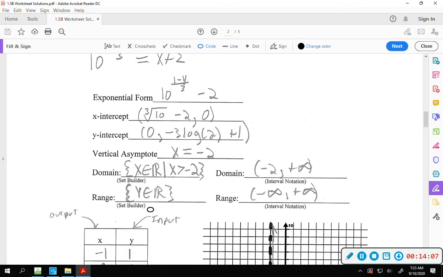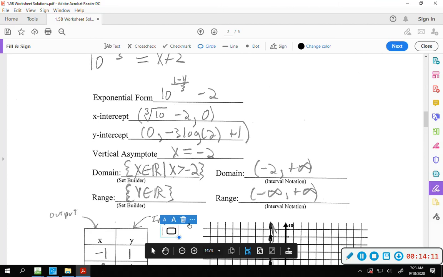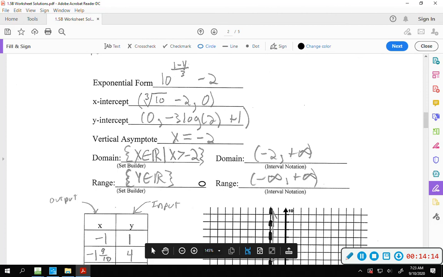So the only difference here is my input now is going to be the y-coordinate. So, remembering this function right here, if I plug 1 in for y, why do I plug 1 in for y? That's the most interesting value of y. It makes the exponent equal 0. It makes this argument equal 0. 1 minus 1 is 0. 0 divided by 3 is 0. 10 to the 0 is 1. And 1 minus 2 is -1 for x.